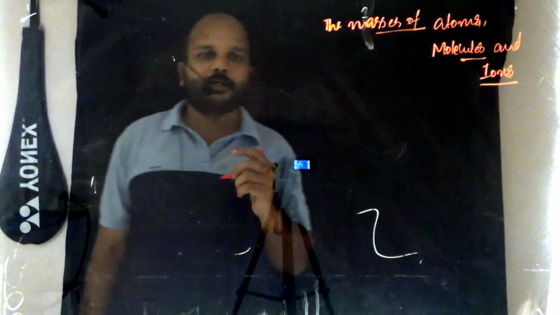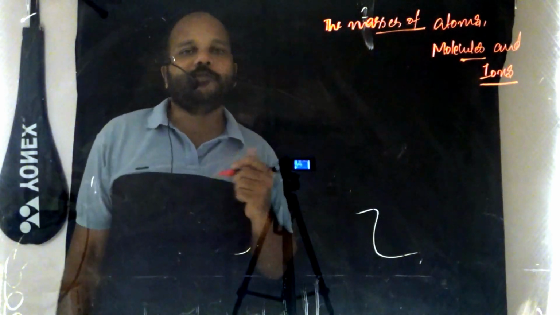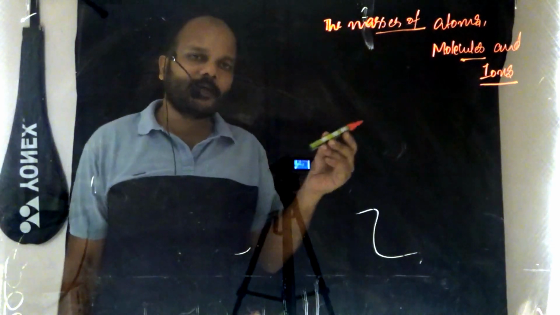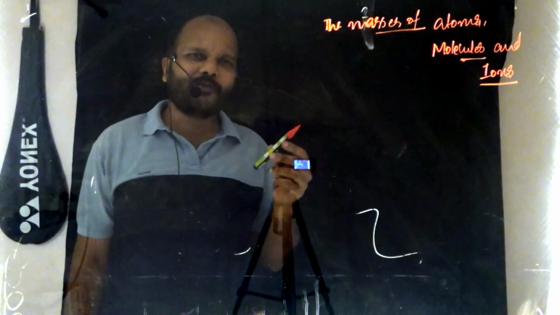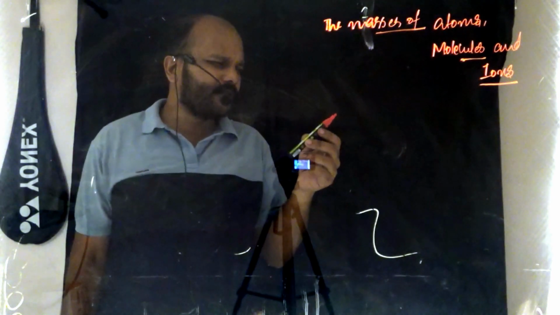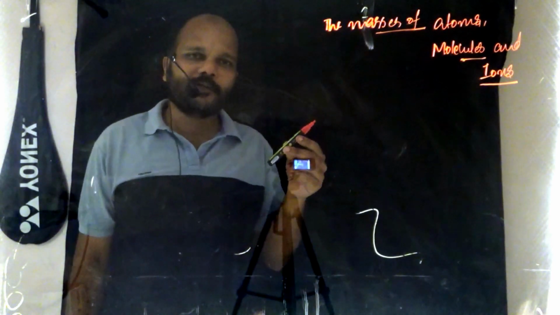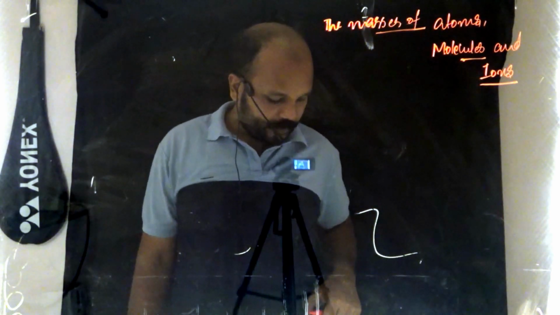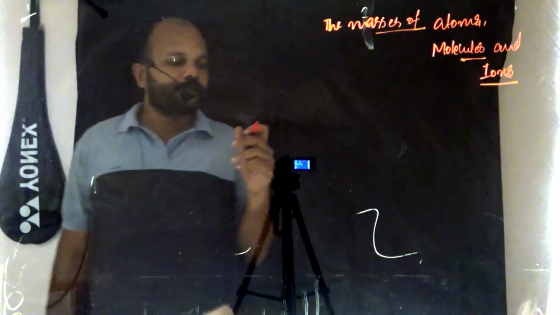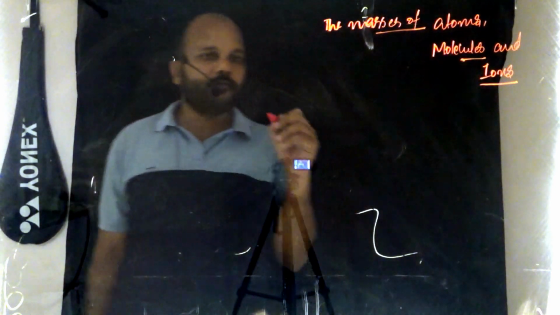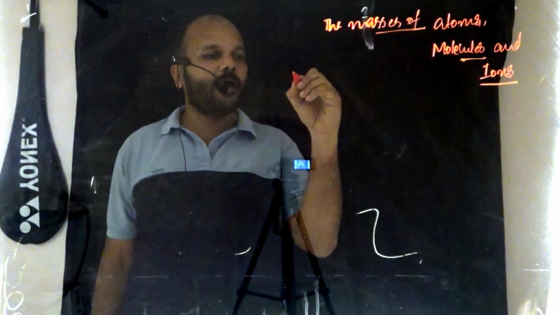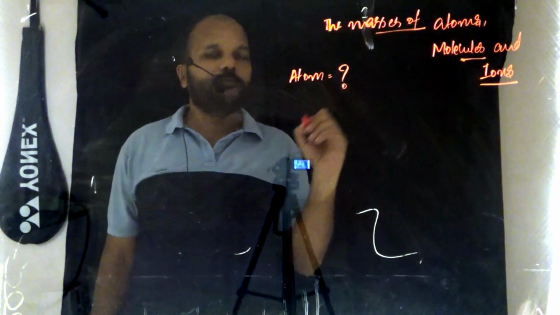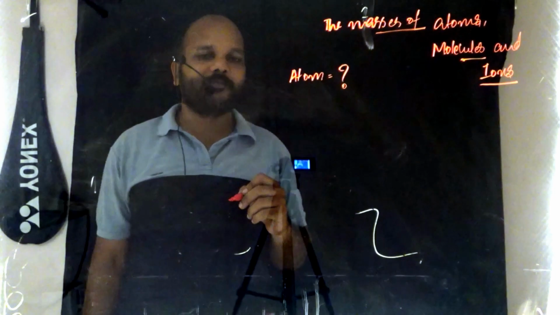See, if I am asking you to weigh, what is the weight of this fluorescent marker? If I am weighing using a weighing balance, it would be around 10 gram. So that much is the weight of this fluorescent marker, right? Suppose I am asking you to weigh the mass of one atom, how much is the mass of one atom? We don't know the mass of an atom, right?